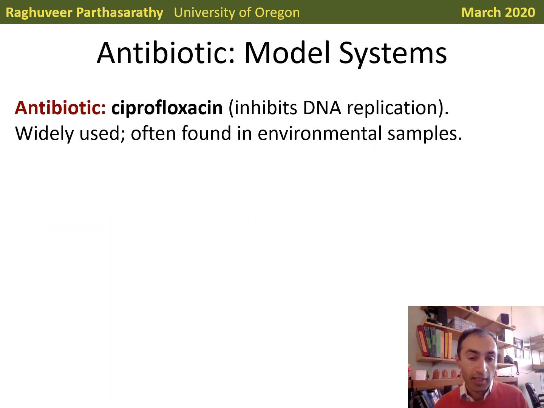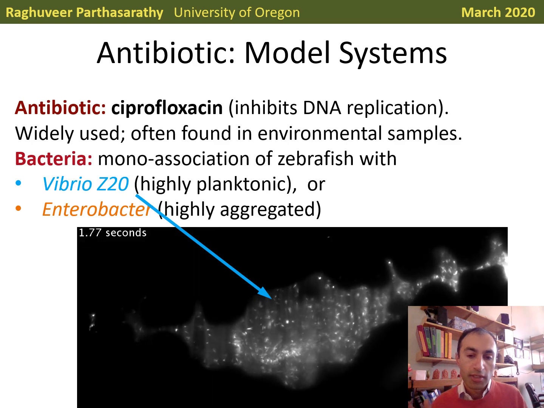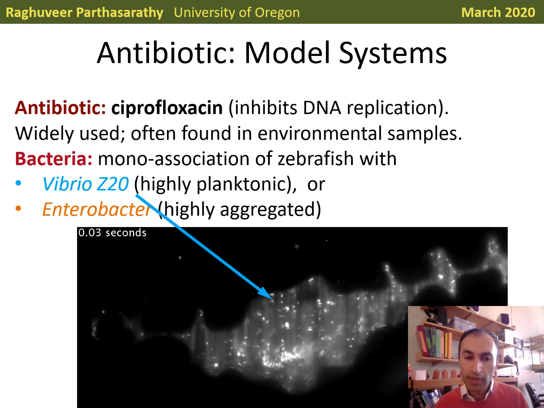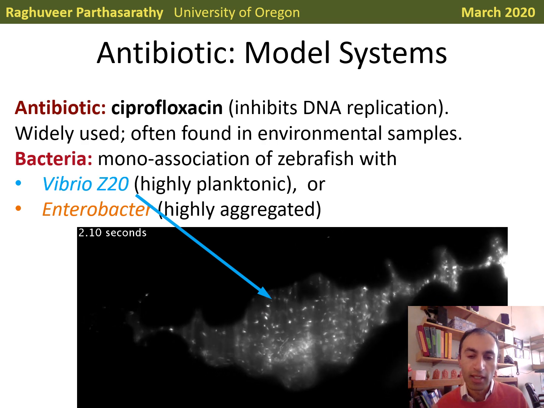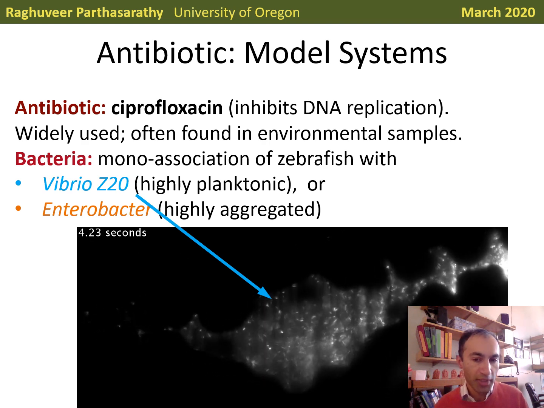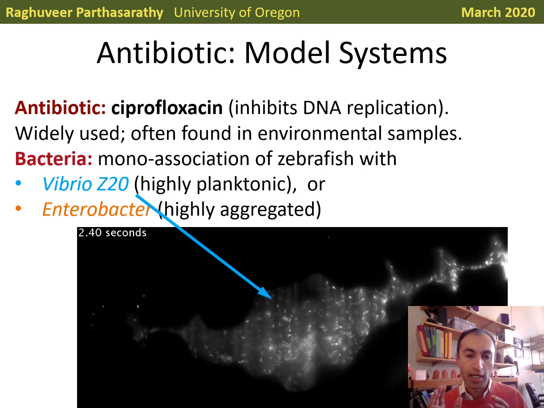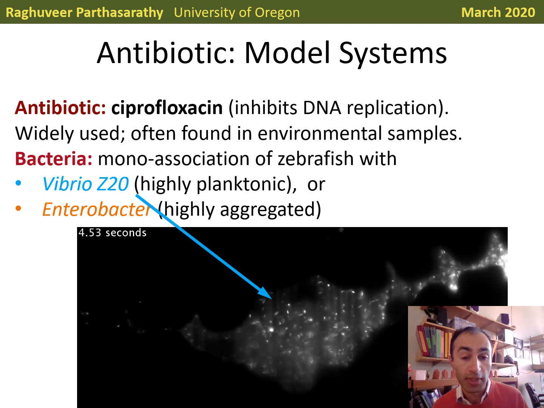As a model antibiotic, we make use of ciprofloxacin, which inhibits DNA replication, which is quite commonly used, and which is often found as an environmental contaminant. To get at just basic mechanisms of what antibiotics can be doing, we do very simple experiments in which we look just at what happens to one species of gut bacteria. There are two different mono-associated cases I'm going to tell you about.